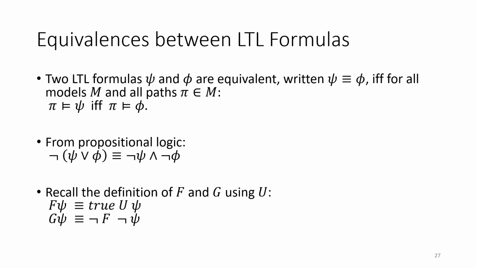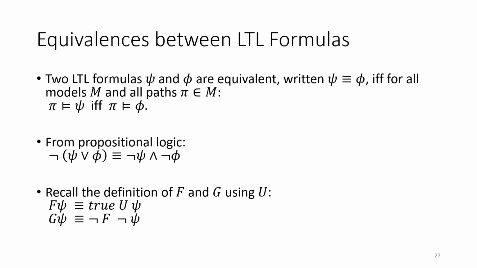There are some equivalences that we know from propositional logic. So does anybody know what this kind of equivalence here is called? The negation of a disjunction is a conjunction of the negations of the two elements. Anybody know what this law is called? It's from propositional logic, but it also holds in this temporal logic extension that we have. So this is De Morgan's law. There are some De Morgan's laws, like also the outer negation of the conjunction. That's the disjunction of the negations of the two elements.